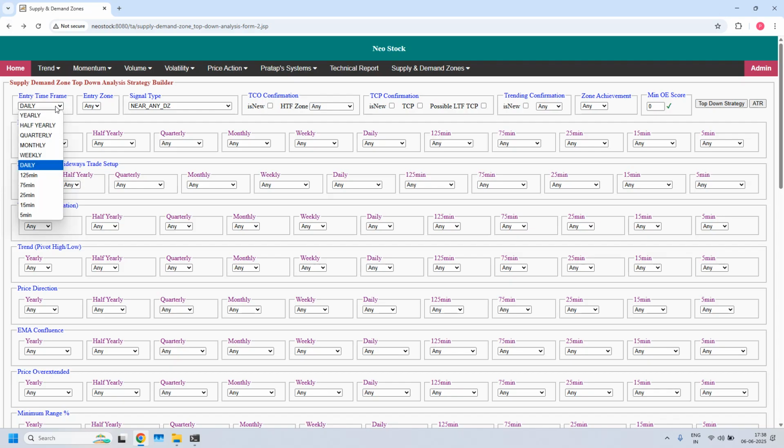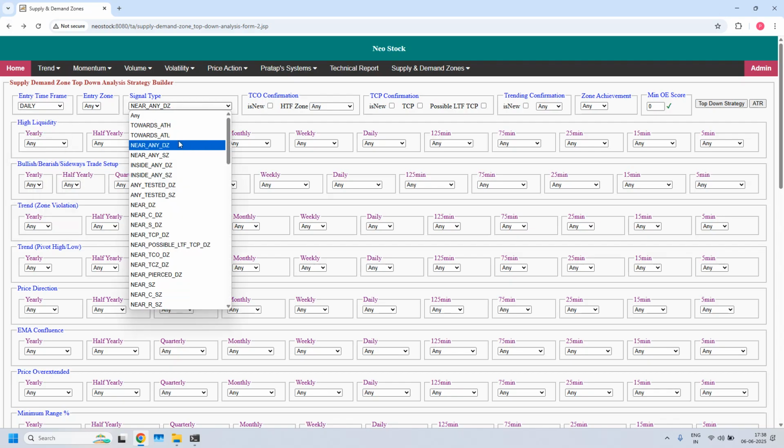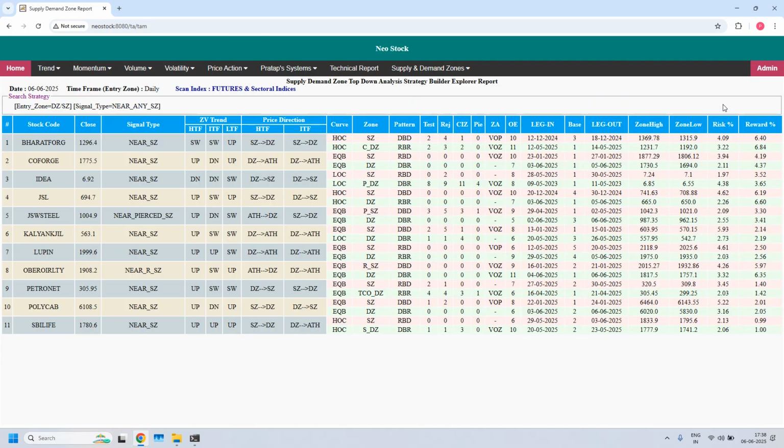Next, for daily time frame, let us find the stocks near to the daily supply zone. We got 11 stocks. Let us identify daily high liquidity supply zones from this list. Oberoi Realty is having a daily high liquidity supply zone. That's it. We got only one daily high liquidity supply zone from this list.